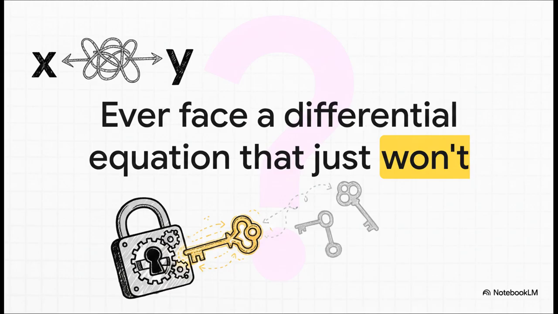So picture this. You're staring down a differential equation. You're trying your best to separate the variables, get all your x's on one side and all your y's on the other, but they are just hopelessly stuck together. It feels like a locked box. You know the answer's inside, but you just don't have the key. Well, it turns out, for a special class of these equations, there is a key. But first, we have to learn how to recognize the lock.